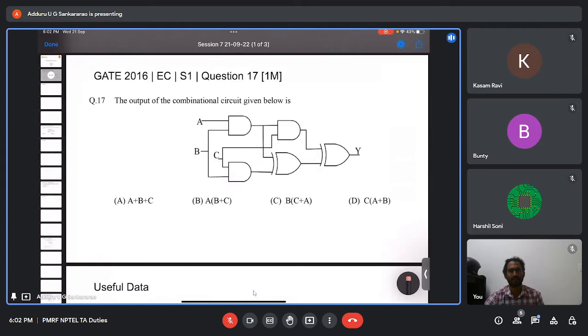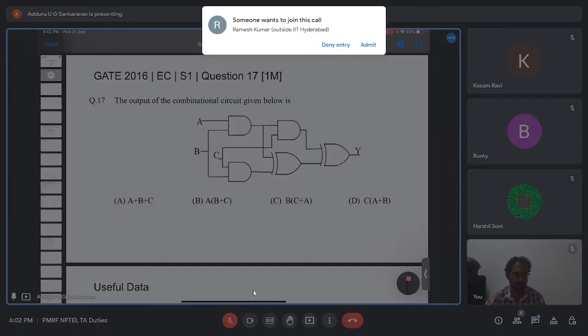This is the first problem. This question was given in GATE 2016 ECE in set 1 for 1 mark. A digital circuit is given with A, B, C as inputs and Y as output. We are asked to find the output of this circuit. It is an MCQ question.